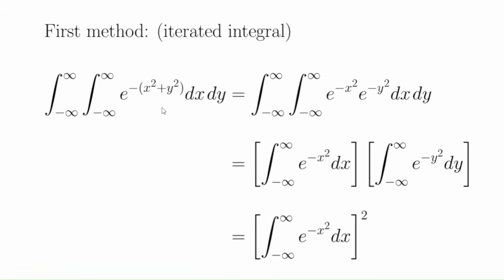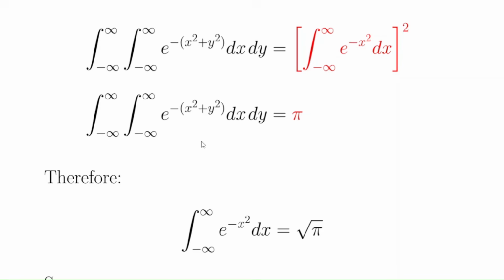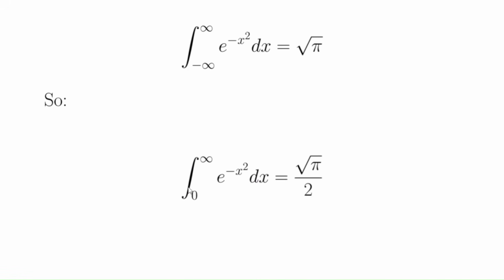The other way of calculating the integral gives you this integral squared. So this integral squared should equal pi. All right, so summarizing here, one way of calculating the integral, we get this. Another way of calculating the integral, we get this. So these two things should be equal. So what that tells us is that this integral, without the squared, equals the square root of pi. Okay, now if we want to just integrate from 0 to infinity, we get the square root of pi over 2.